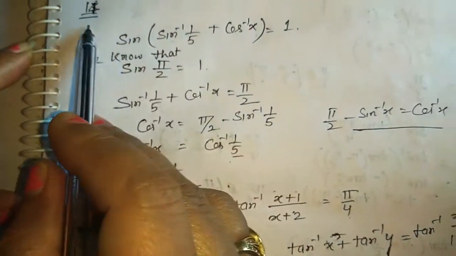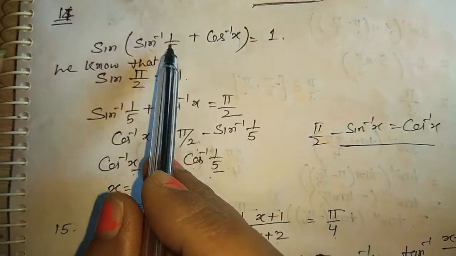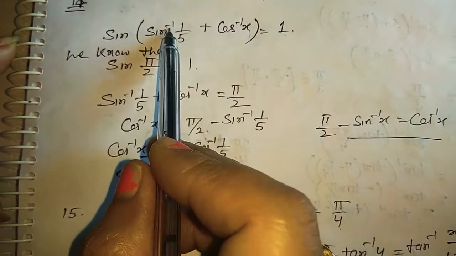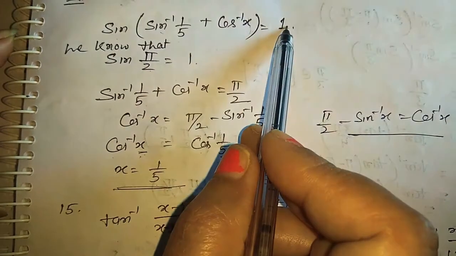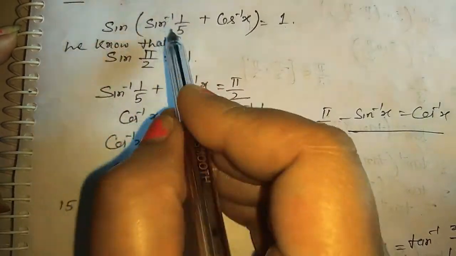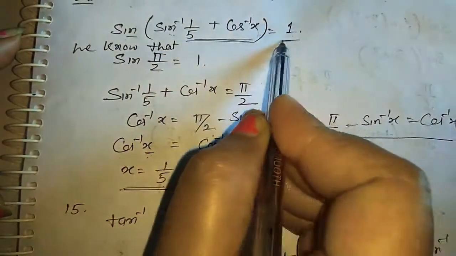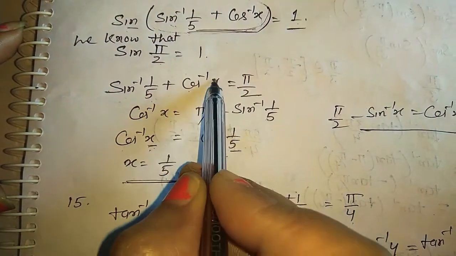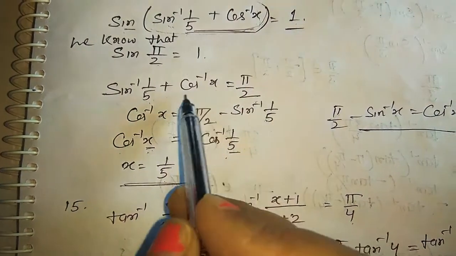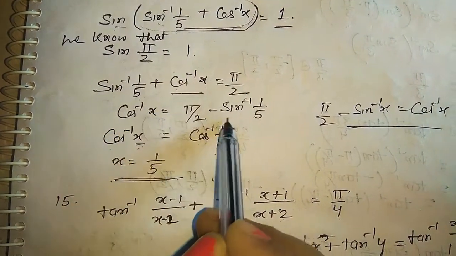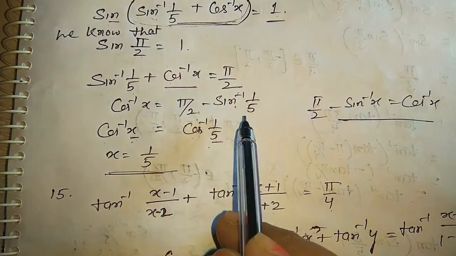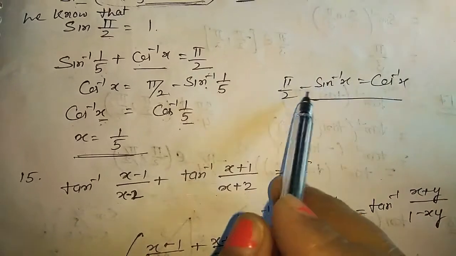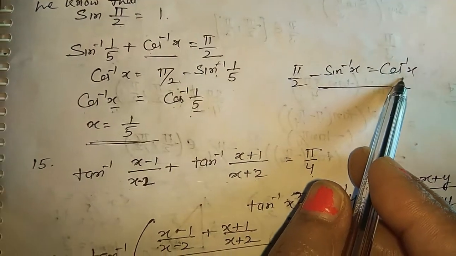Now come to the next question, 14. Sine of (sine inverse 1 by 5 plus cos inverse x) is equal to 1. So we know that sine pi by 2 is 1, so it should be pi by 2. So we will write sine inverse 1 by 5 plus cos inverse x is equal to pi by 2. And what will be cos inverse x here? Pi by 2 minus sine inverse 1 by 5. And we know that pi by 2 minus sine inverse x is equal to cos inverse x.